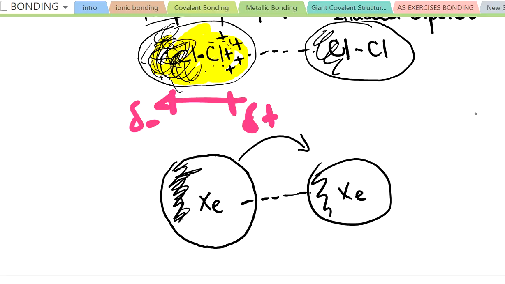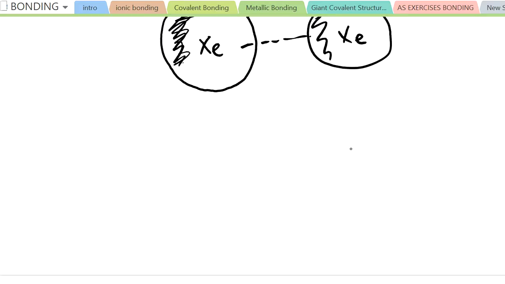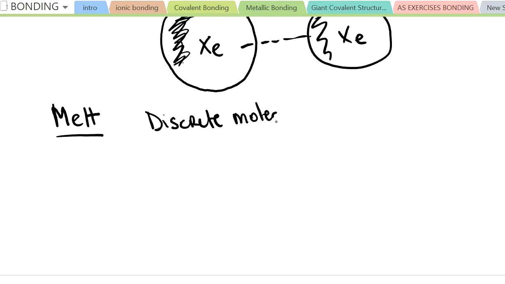So far so good? We are done with intermolecular forces, guys. Now, the only thing that I need to clarify, because sometimes it's very, very confusing for you. If I need to melt something, if it's a discrete molecule, what is the force that I need to overcome? Intermolecular forces. Yes? So we need to overcome intermolecular forces.